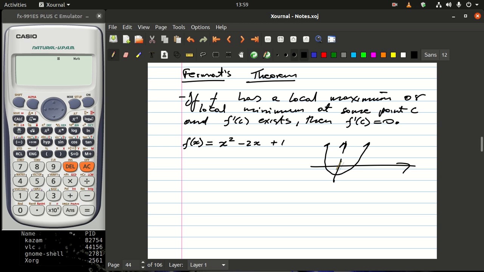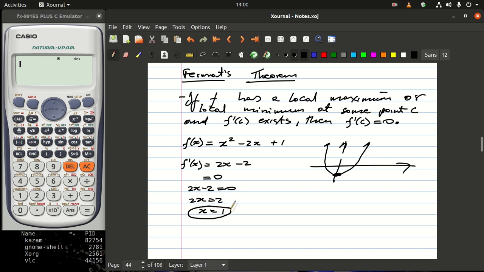So first of all, I know that there is some turning point somewhere there. And then secondly, does the first derivative exist at some point? If I take the first derivative of this function, I will get 2x minus 2, and if I set this equal to 0, it means that 2x minus 2 is equal to 0, or 2x is equal to 2, or x is equal to 2 divided by 2, which is 1.